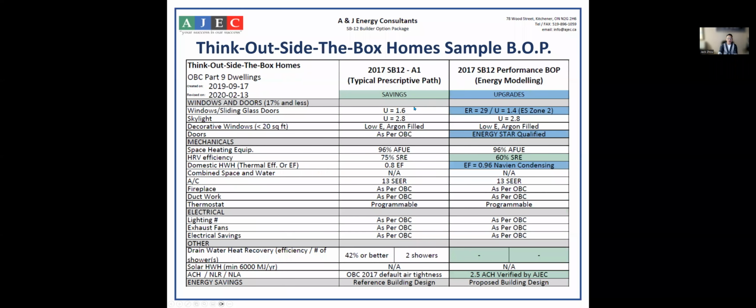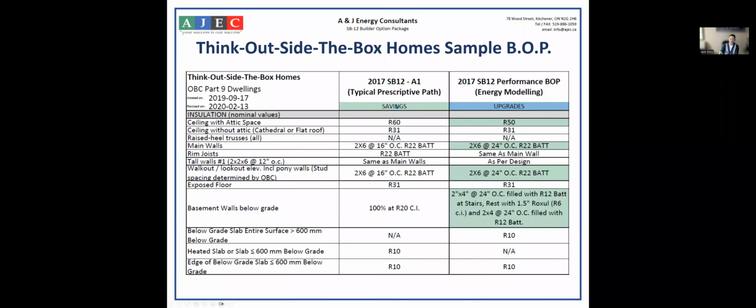So on these slides, it's really the other ways. This is a performance energy modeling comparing how you could make a home more energy efficient. So this is performance path. This is prescriptive path. So when I say comparing the two, instead of doing R60 in the attic, I can go R50. Instead of doing R22 batt with 2x6 at 16 inch on center, I can do 2x6 at 24 inch on center to save money on my wood. In the basement, rather than doing R20 continuous insulation, I can do 2x4 with an R12 batt.